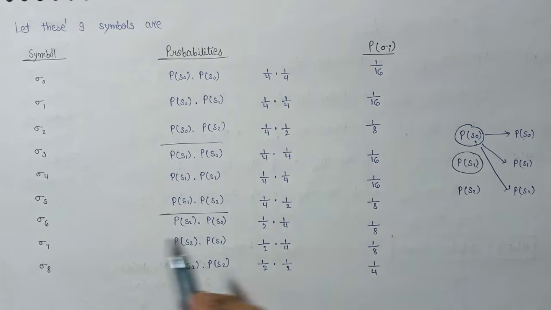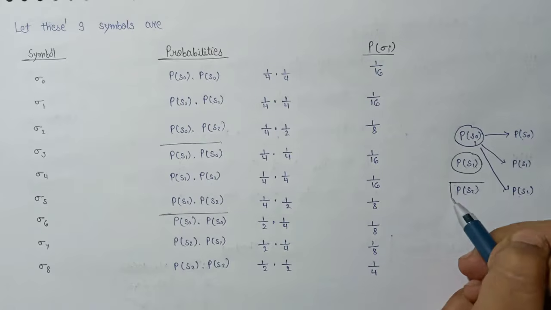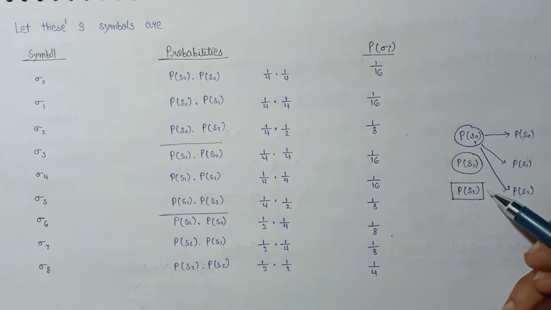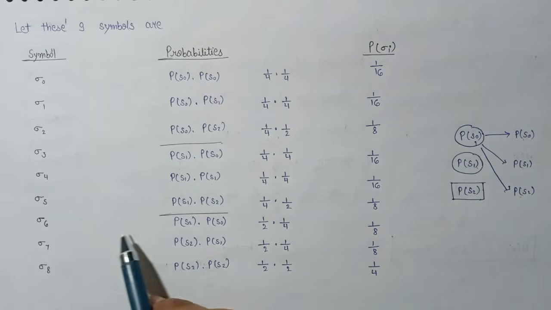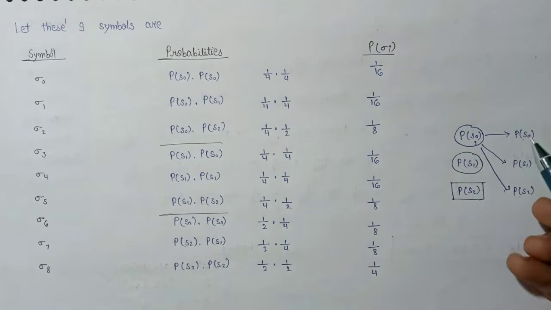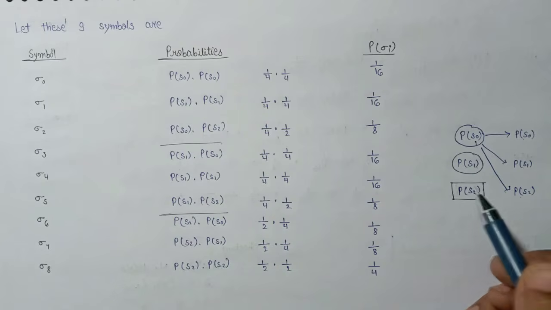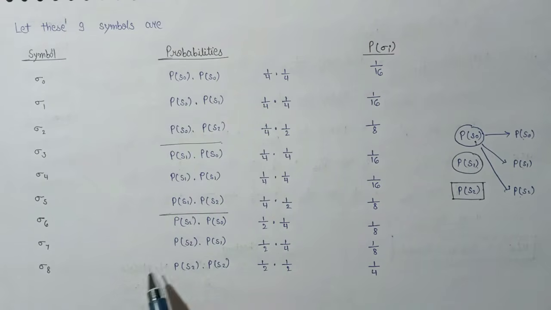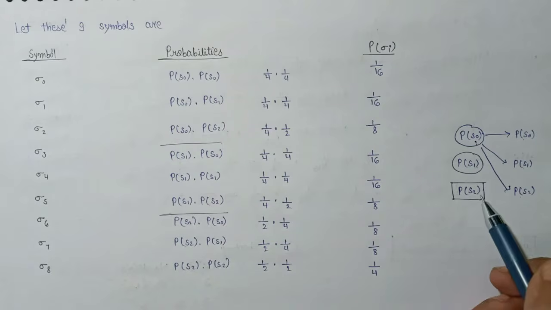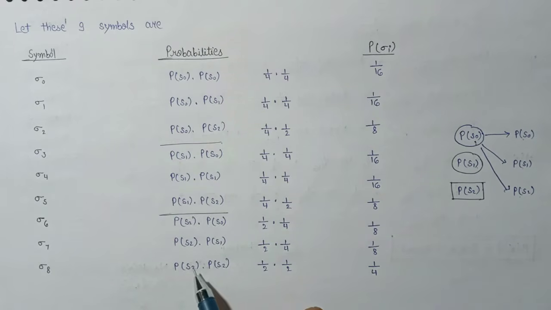Similarly for sigma 6 we will take P(s2) as a reference, then multiply it with these 3 probabilities step by step. That is for sigma 6, P(s2) into P(s0). For sigma 7 it should be P(s2) into P(s1). For sigma 8 it should be P(s2) into P(s2), so here is P(s2) into P(s2).